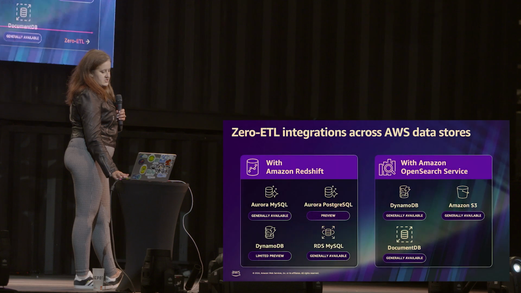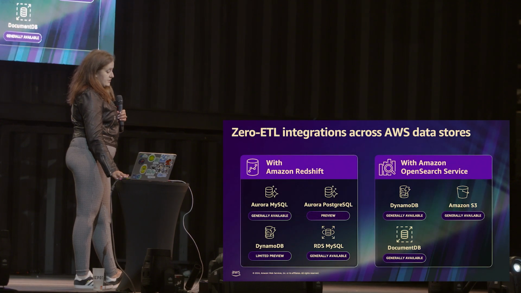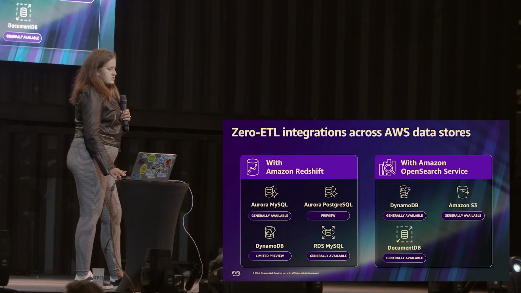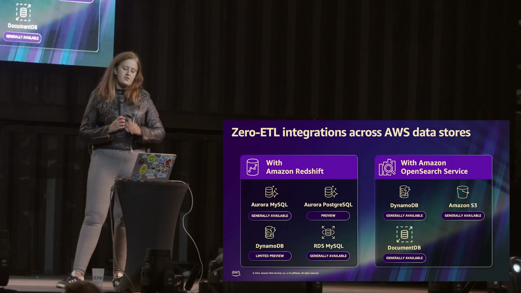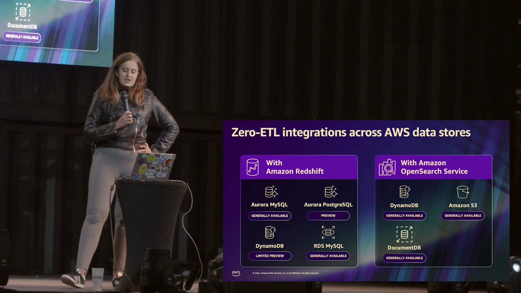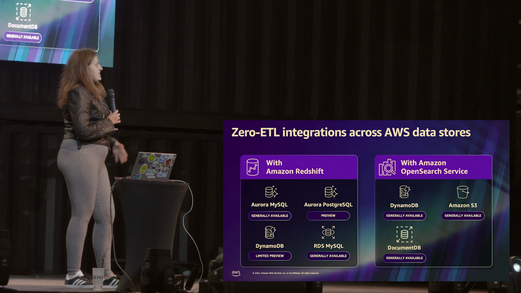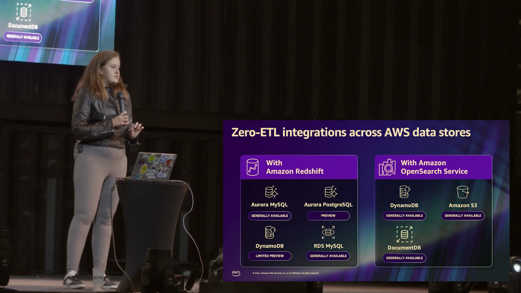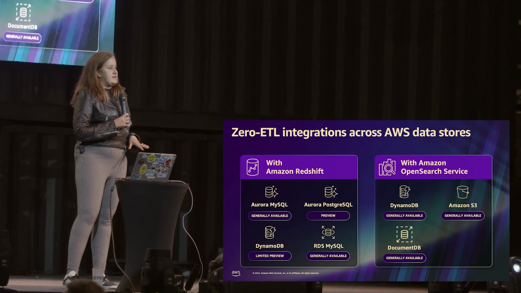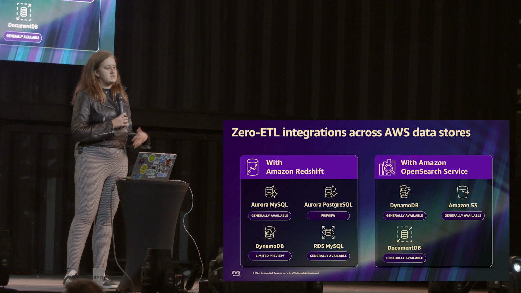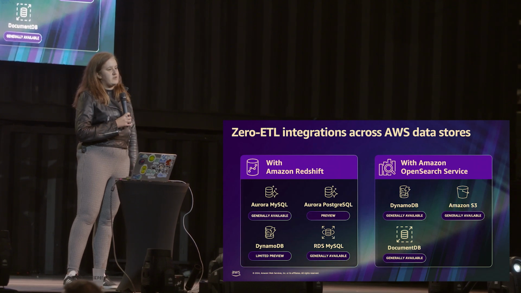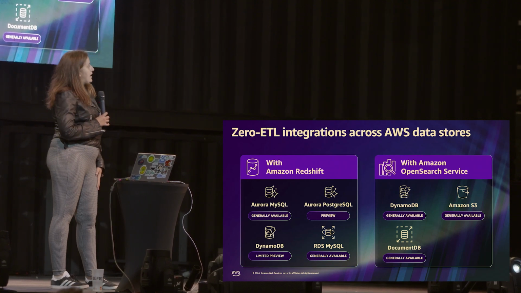So these are some of the Zero-ETL integrations that have been launched most recently. With Amazon Redshift, you now have a direct integration between Aurora MySQL and RDS MySQL. That's what we call generally available, which means you can use it right now in your production deployments. So go to the AWS console right now. It will be there for you to try out.